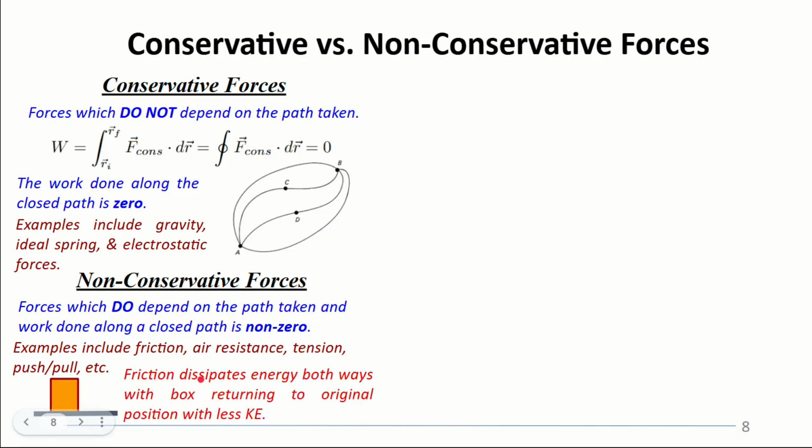And we can see that friction will dissipate energy in both of its directions. So hypothetically, if the box moved to the right and then back to the left, you expect there to be a decrease in kinetic energy, so you would have less kinetic energy by the work kinetic energy theorem.